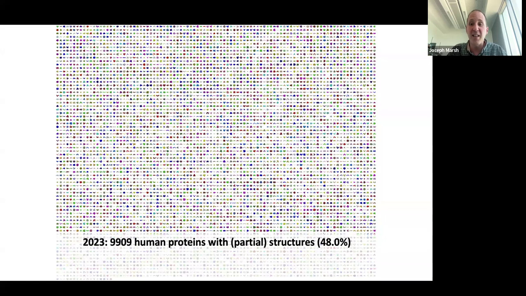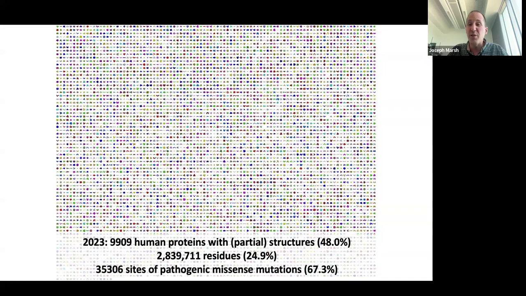So actually, if you look at the amino acid level, there's about 2.8 million human amino acid residues present within these structures. So that's about a quarter of the total human residues present in experimentally determined structures. But interestingly, if you looked at the sites of those known disease-causing pathogenic missense variants that I was talking about, there's about 35,000 of those present in structures. So that's over 2/3 of the total. So we are at a point where for most known disease-causing missense variants, there are experimentally determined structures available that we can look at their impacts.